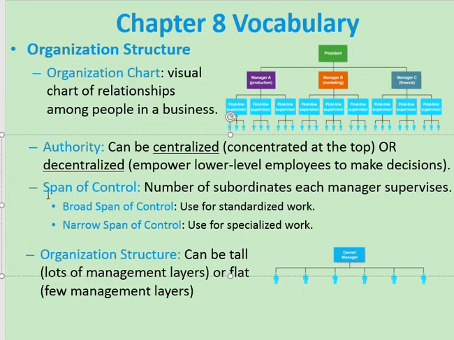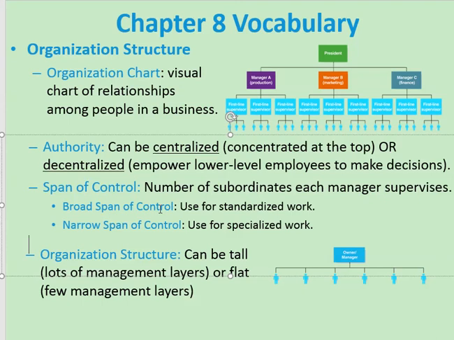All right, so authority can be centralized or decentralized, depending on how much power you want to give your employees. Your span of control, so authority and span of control are kind of related, but not the same. Span of control is different. Span of control is talking about how many subordinates each manager supervises. I think in the textbook it says, hey, each manager really shouldn't be managing more than 15 employees, otherwise they can't really properly manage.